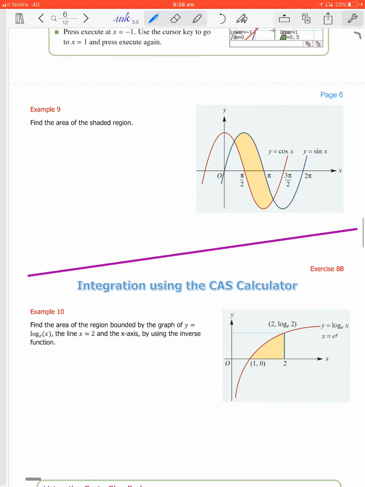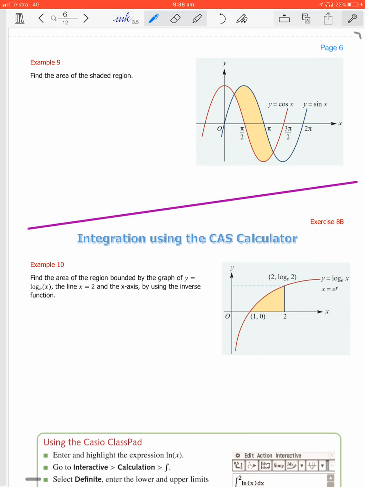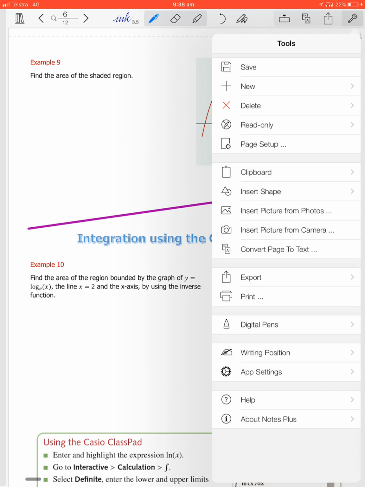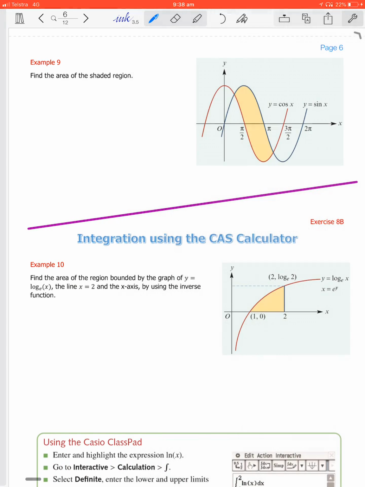Okay, lastly, find the area of the shaded region between those two things. I'm just trying to work out how do I get rid of that shape.